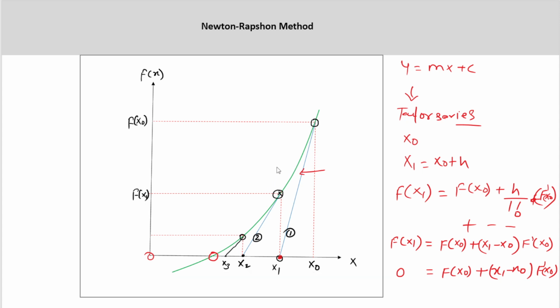Remember, in this case, the function should be continuous and it should be differentiable. Otherwise, you will not get the correct solution. So we keep on searching the points from the initial guess by drawing the tangents. This is essentially the procedure.